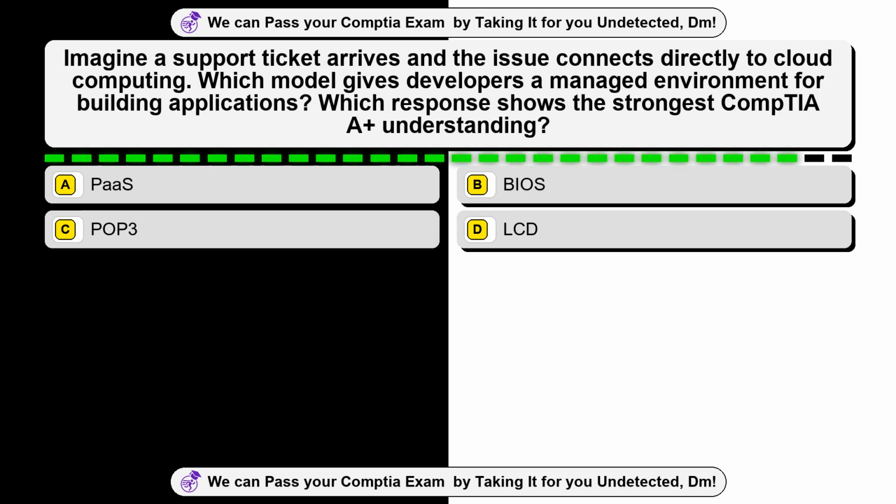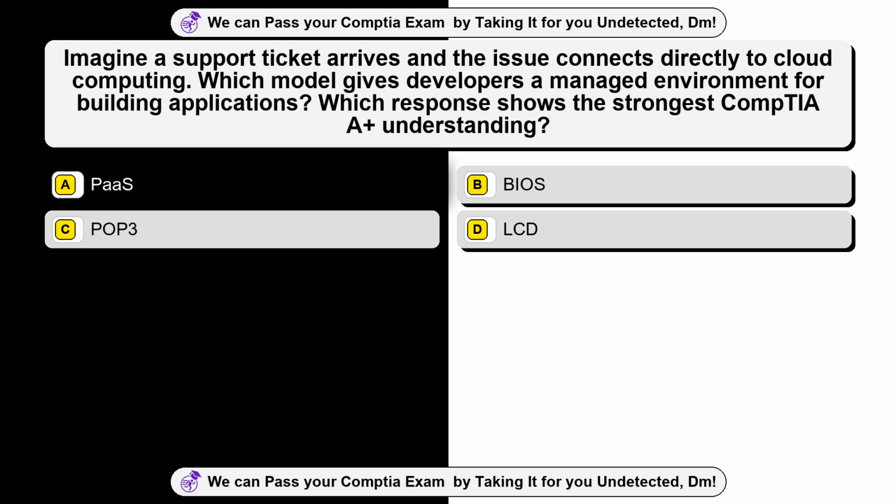Question 4. Imagine a support ticket arrives and the issue connects directly to cloud computing. Which model gives developers a managed environment for building applications? Which response shows the strongest CompTIA A+ understanding? Option A PaaS. Option B BIOS. Option C POP3. Option D LCD.